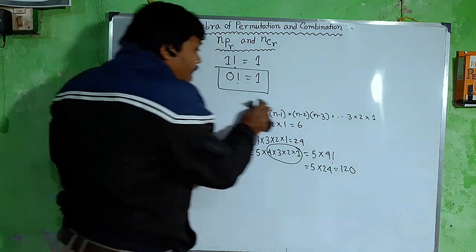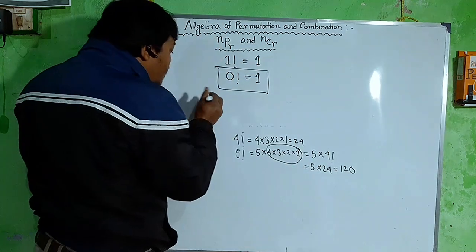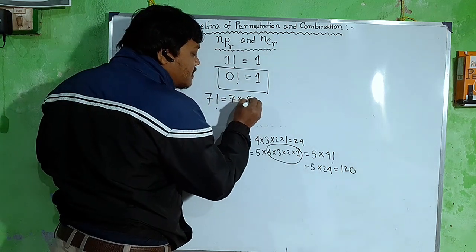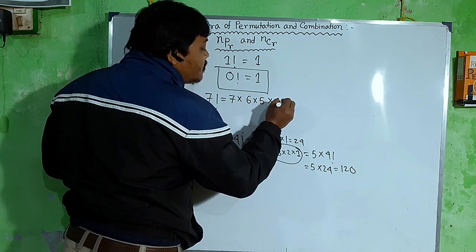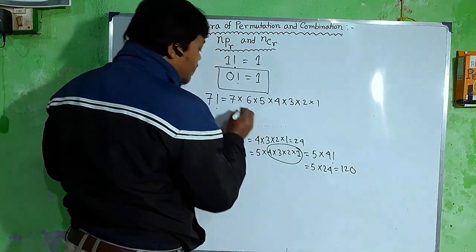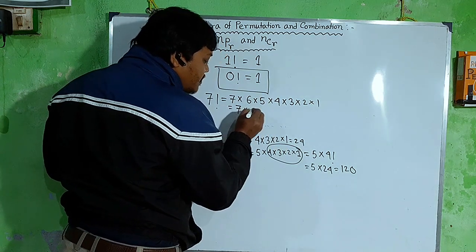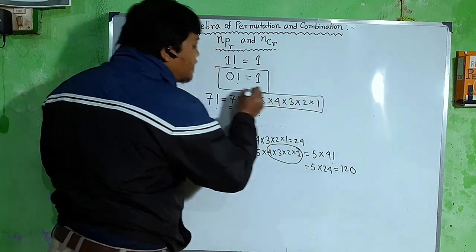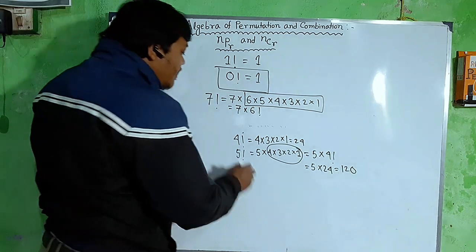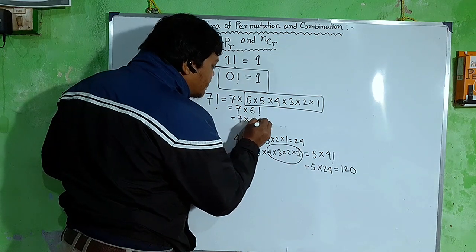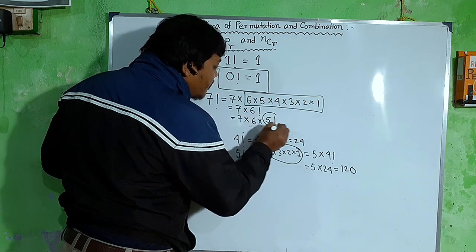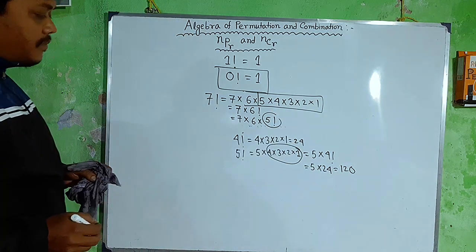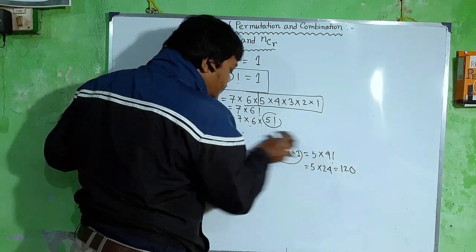Now, what about 7 factorial? 7 factorial equals 7 into 6 into 5 into 4 into 3 into 2 into 1. So you can also write 7 into 6 factorial, because this part is 6 factorial, and it can also be written as 7 into 6 into 5 factorial, because 5 into 4 into 3 into 2 into 1 is also 5 factorial. So 7 into 6 into 5 factorial.